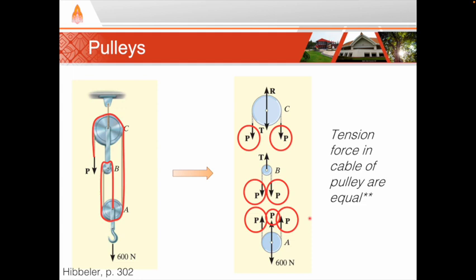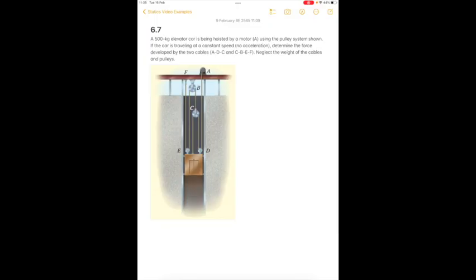So let's look at some examples of how to solve for a machine. In this example, we have a 500 kilogram elevator, and it's being lifted up by a set of pulleys. There's actually 2 different cables here. We're going to neglect the weight of the cables and the pulleys, and we're going to try to figure out what is the force developed in each of those 2 cables as it pulls up this elevator.